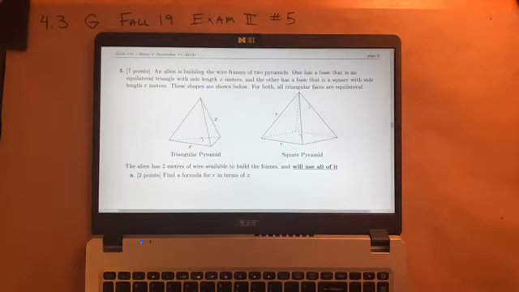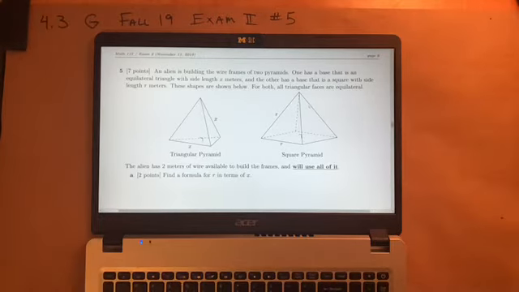And now we have our final video in our 4.3 series. Here's G, and we're doing the Fall 19 Exam 2, number 5. The problem states that an alien is building the wireframes of two pyramids. One has a base that is an equilateral triangle with side lengths x, and the other has a base that is a square with side lengths r. The shapes are shown below.